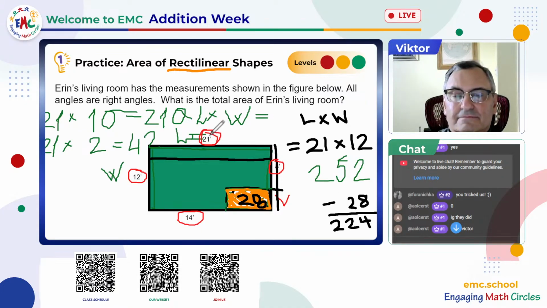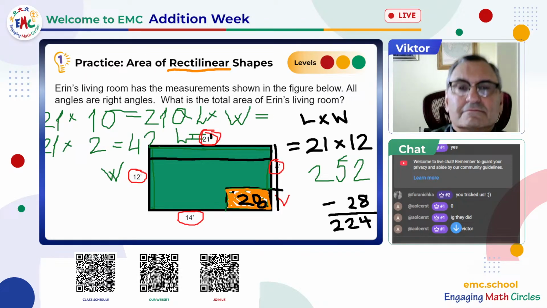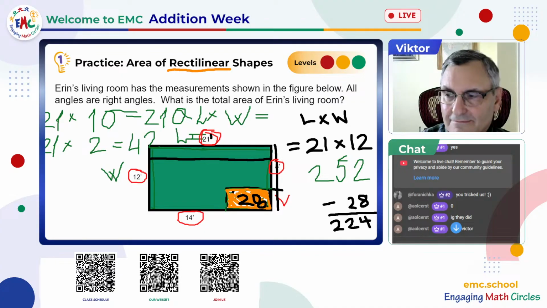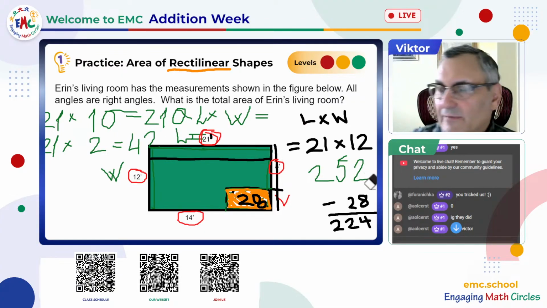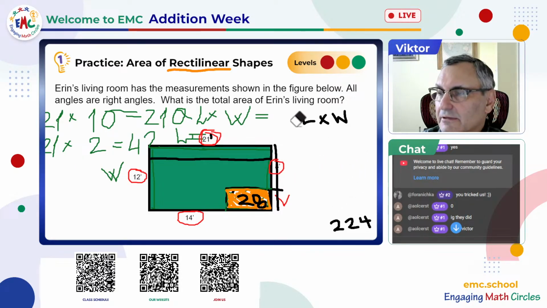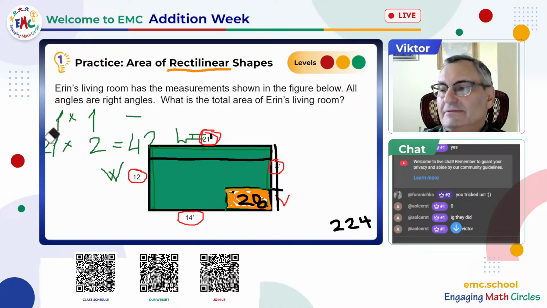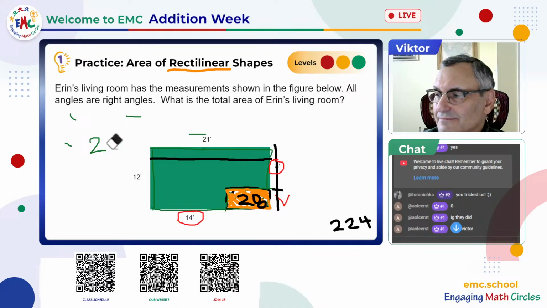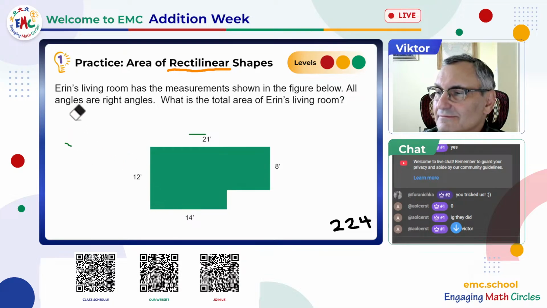Okay, and these little notches here, these apostrophes, they mean a foot. So what happens to the area when I do foot by foot? What's my unit going to be? We multiply foot by foot, it'll probably be foot square. A foot square. So we get 224 square feet. Awesome. Okay. Next problem.